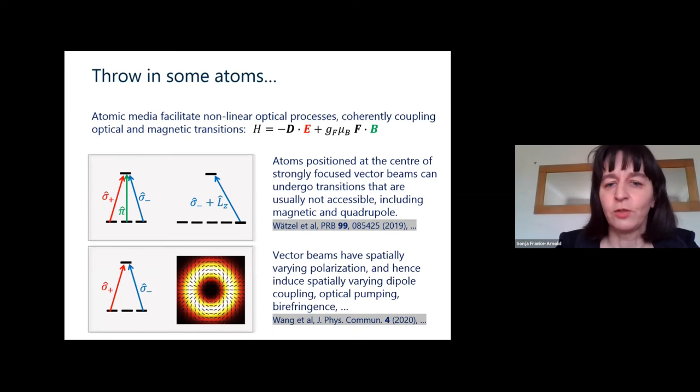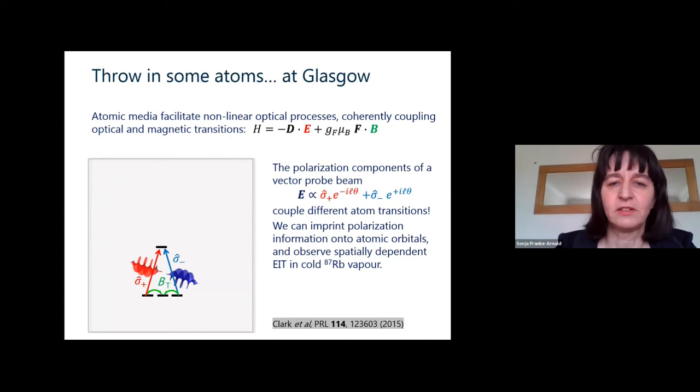We are instead working in a different regime where we place our atom in a particular place within this inhomogeneous field. So the atoms react to the local varying polarization. And in this kind of regime, you can induce spatially varying dipole coupling, you can have optical pumping, birefringence. And what we do is we can have a spatially dependent electromagnetically induced transparency, EIT.